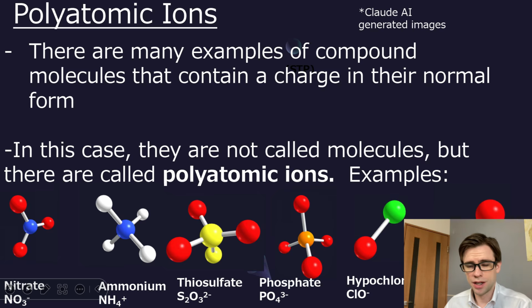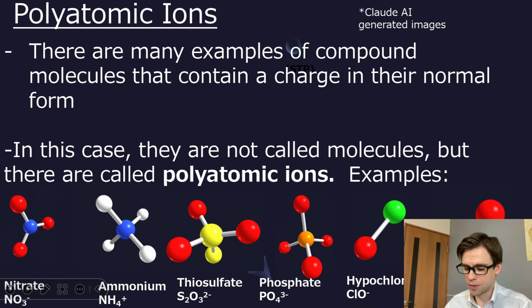All right, I want to talk again a little bit about polyatomic ions. I've introduced these, I think, previously when I talked about ions in a previous video, but again, let's review and build on this. There's many examples of compound molecules, so not ionic bonding per se, but these are molecules with covalent bonding that contain a charge in their normal stable form. In this case, we don't call them molecules, we call them ions, but they have more than one atom, so we have the special word polyatomic in front. Poly means many, atom means atom.